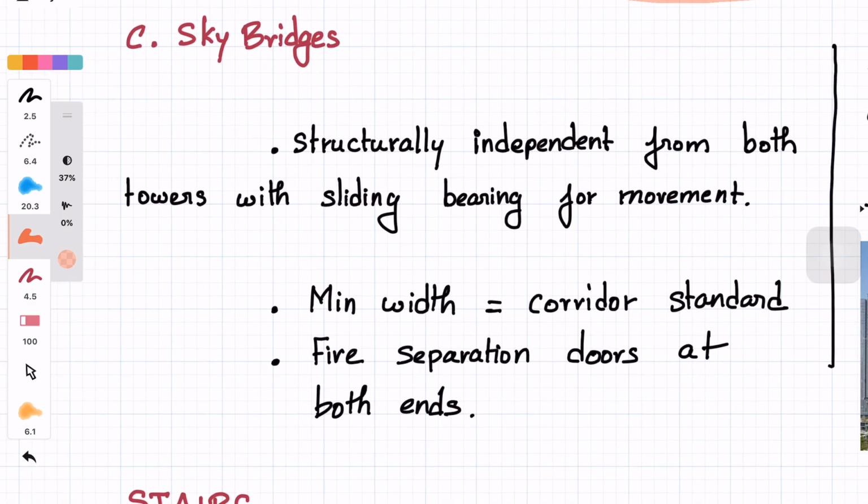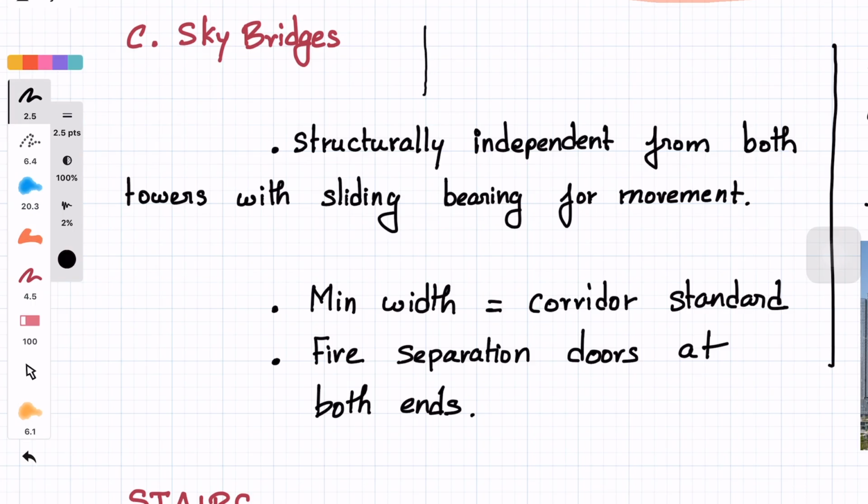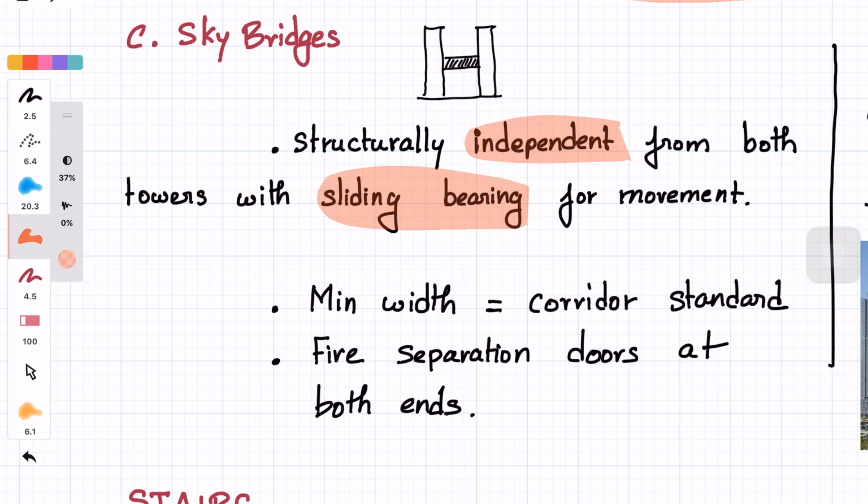Now we'll see sky bridges. Sky bridges are the bridges that connect two vertical towers which are adjacent to each other to save time and efficiency. These are structurally independent from both towers with slide bearing for movement.